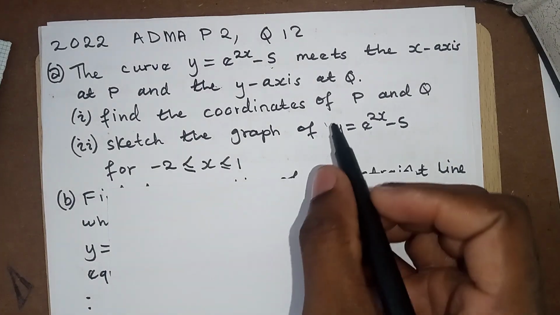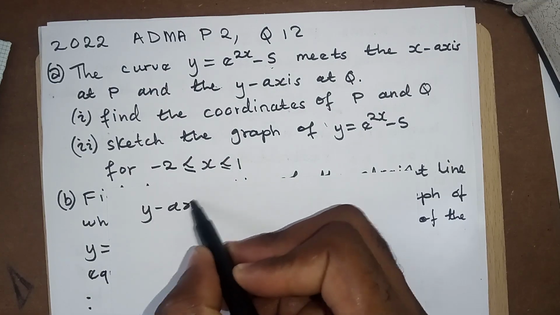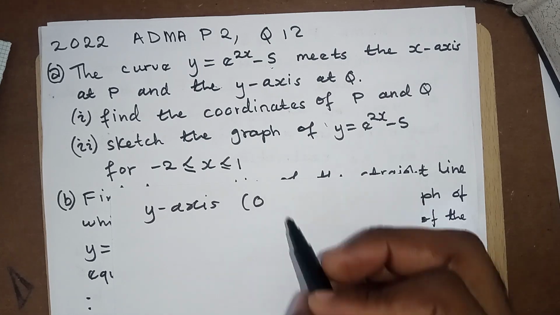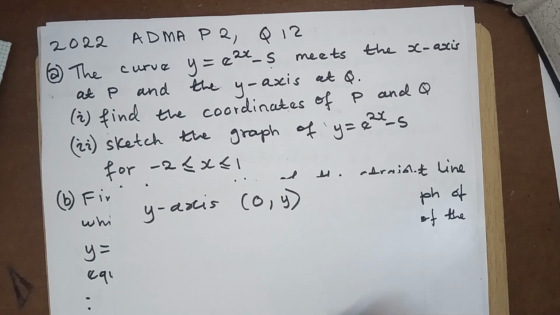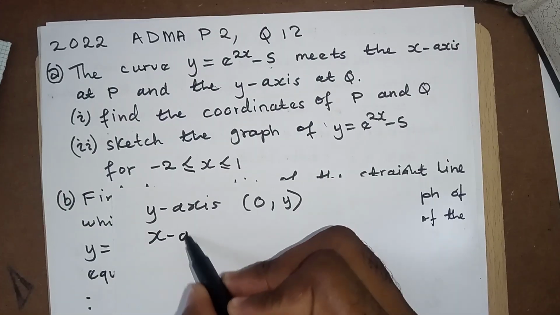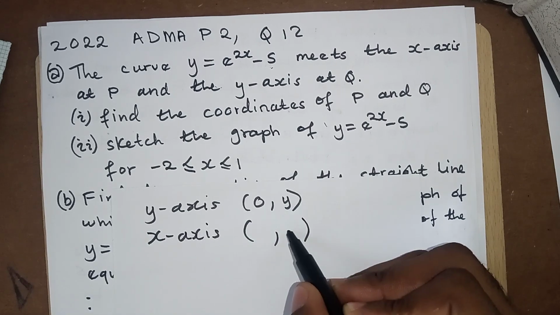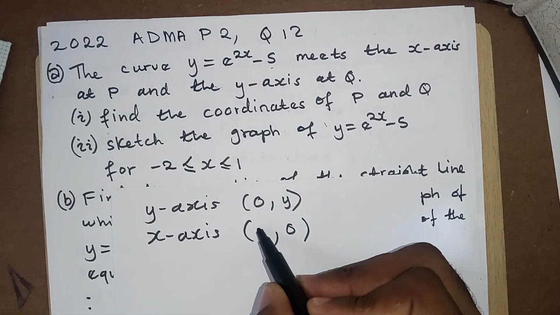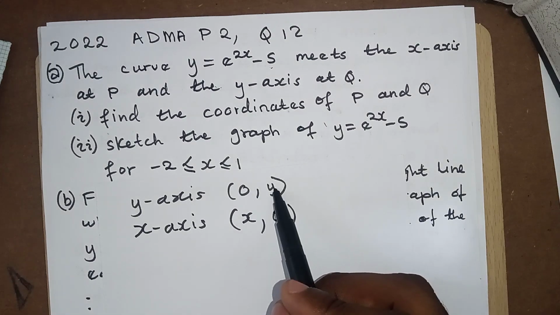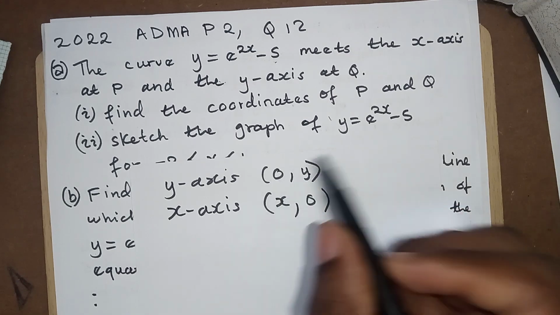you know that on the y-axis, x is always 0, so the coordinates will be 0, some y, and then on the x-axis, you know that y is always 0, so x can be anything. So now to find the y coordinate on the y-axis, you can simply substitute these coordinates in there.